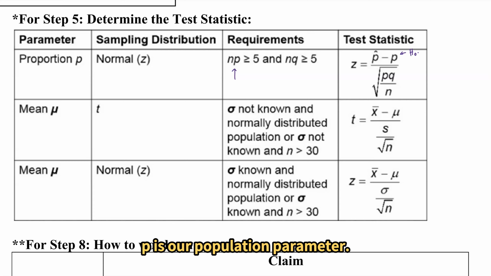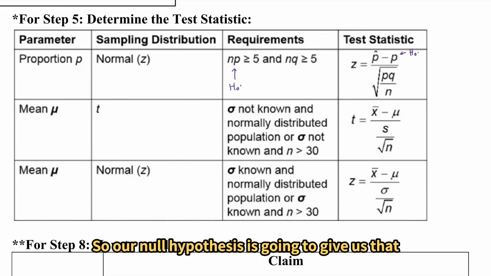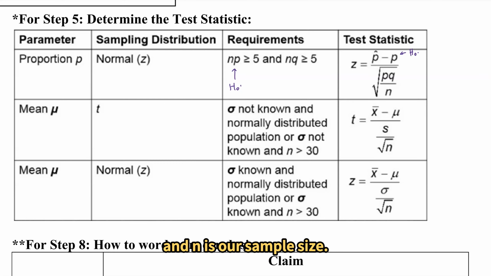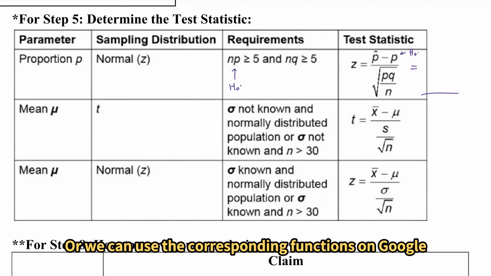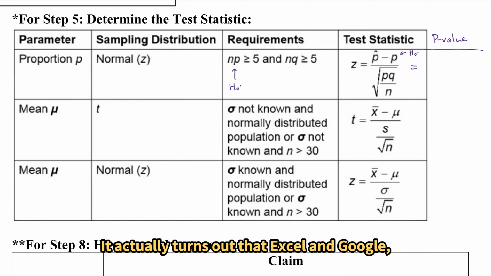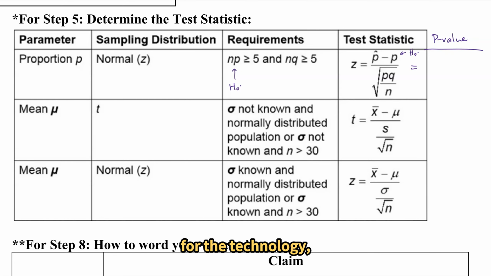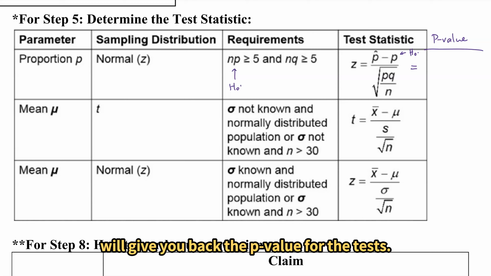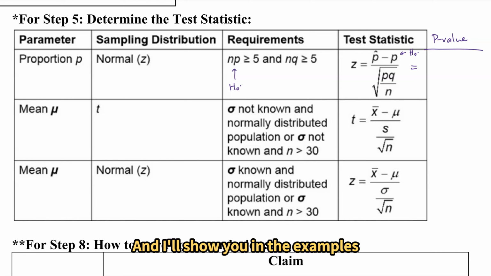And again, p is our population parameter. So our null hypothesis is going to give us that. And n is our sample size. We could plug in the numbers that we have and calculate that. Or we can use the corresponding functions on Google or Excel to give us the test statistic or the p-value. It actually turns out that Excel and Google, when you use the corresponding formulas for the technology, will give you back the p-value for the tests. And I'll show you in the examples specific to these different situations how to use the technology.